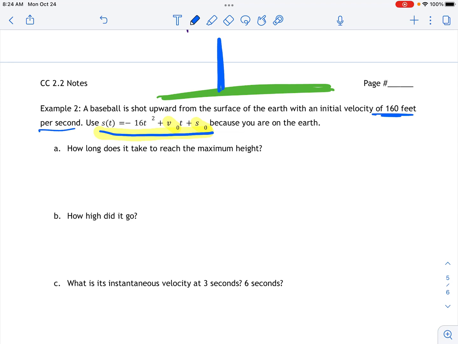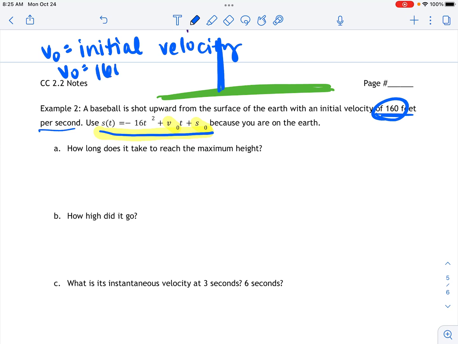So I'm going to talk about those. V sub 0 stands for the velocity. That's why it's V. Sub 0 means at time 0, so it's the initial velocity. I say initial because it's the one at time 0. So we were told what the initial velocity is. It is 160 feet per second. So in this case, V sub 0 or V naught is 160.